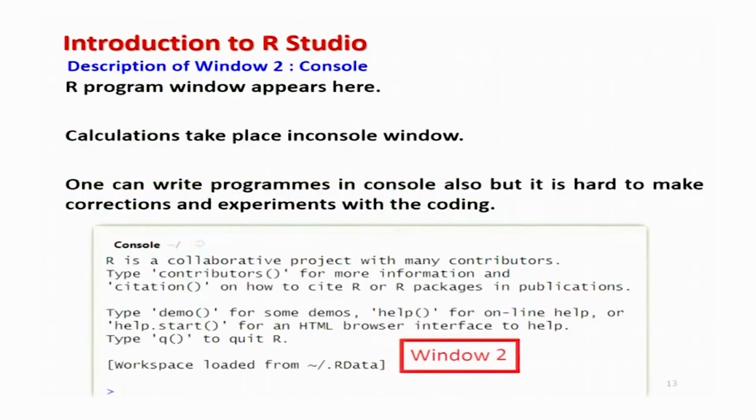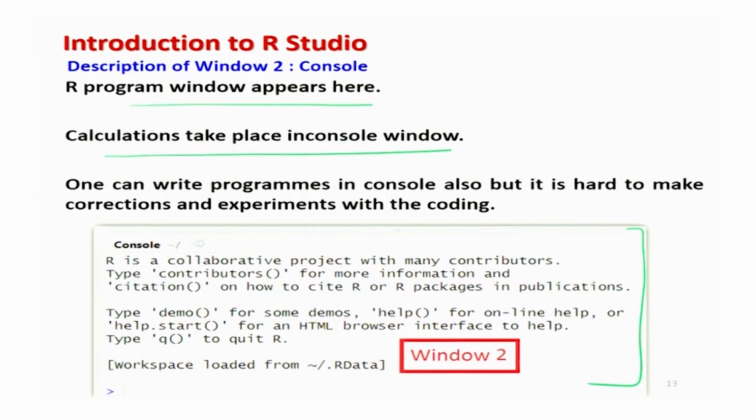Okay, now I come to window number 2. Window number 2, you know, was very easy. This is simply your R console. Right, all the syntax which you write inside the R program window appears here, and now you know, after spending so much time with this R software, that all types of calculation etc. take place inside the console window only. So one can write the programs here, but as we have now understood, it is not so convenient to write a multi-line program in the R console.